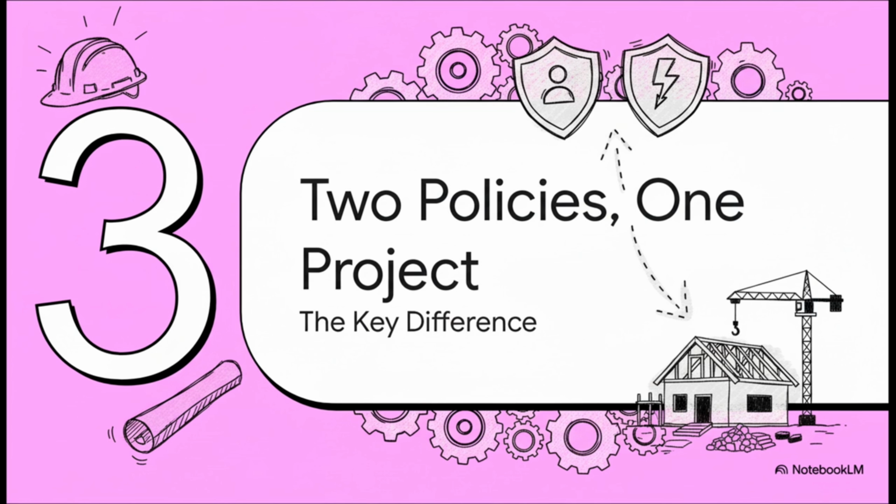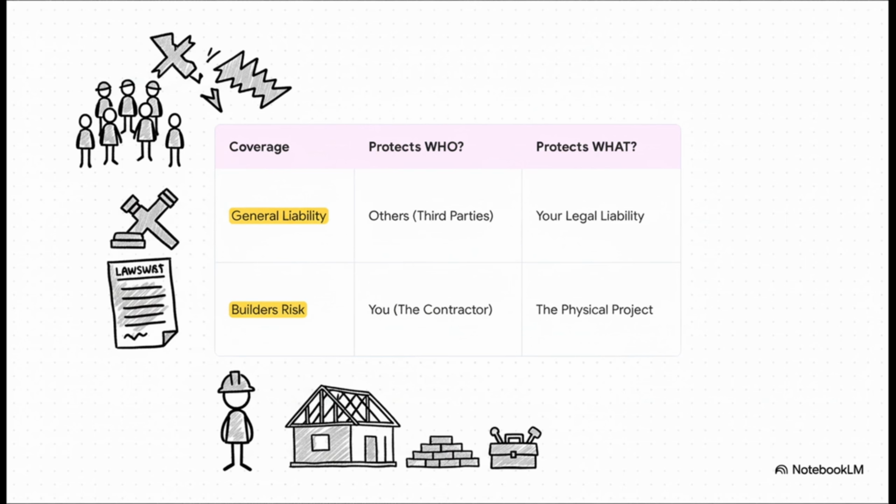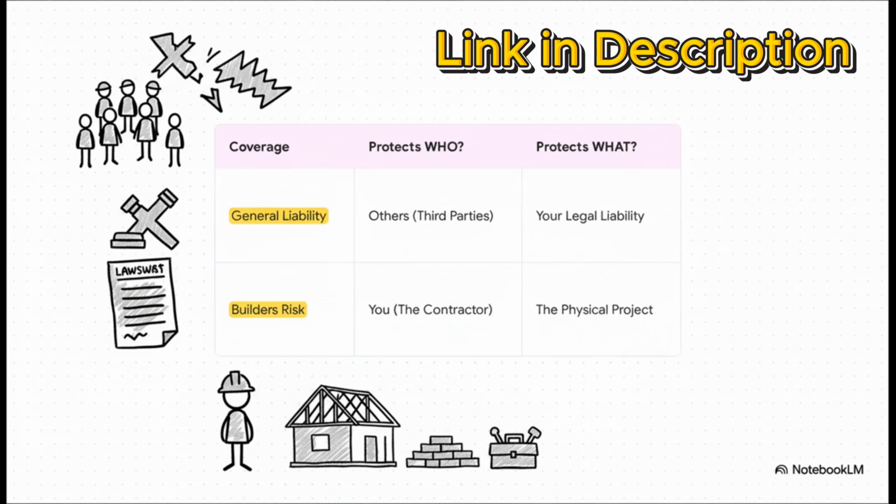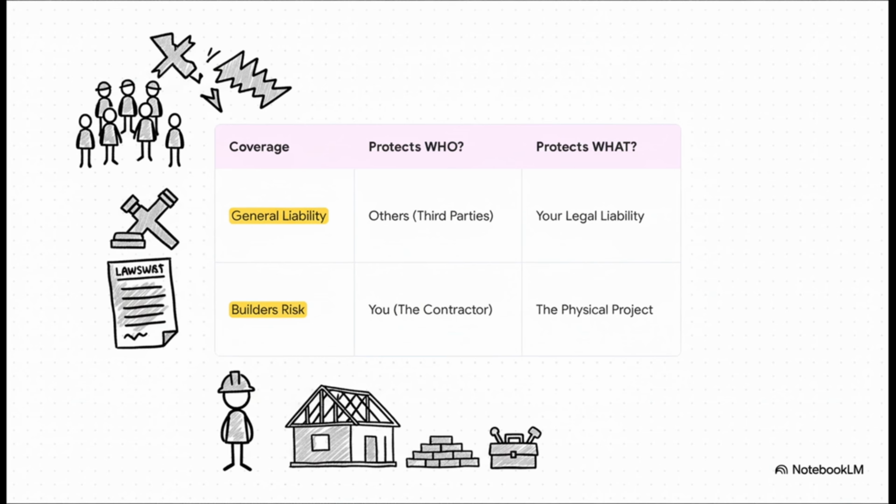I want to make this distinction so clear you'll never forget it. This table just says it all. Look at that top row, general liability. Who does it protect? Third parties. What does it protect? Your legal liability. In other words, lawsuits. Now look at the bottom row, builder's risk. Who does it protect? You, the contractor. And what does it protect? The physical property, the actual building. One protects your liability, the other protects your asset.